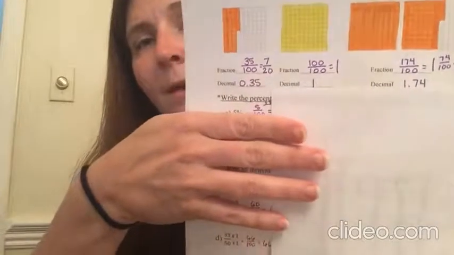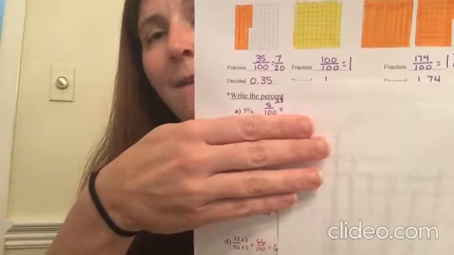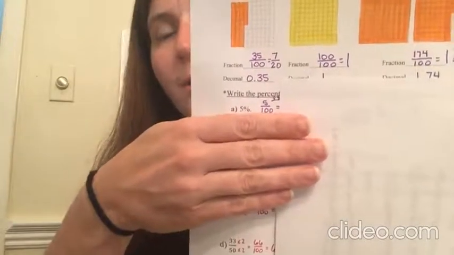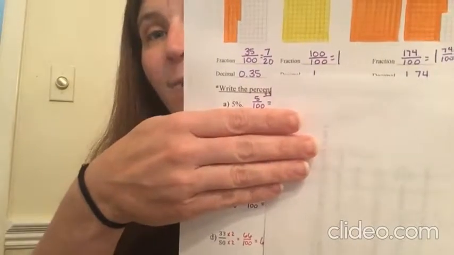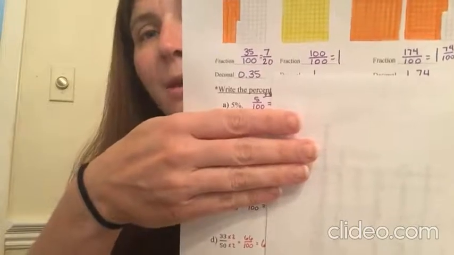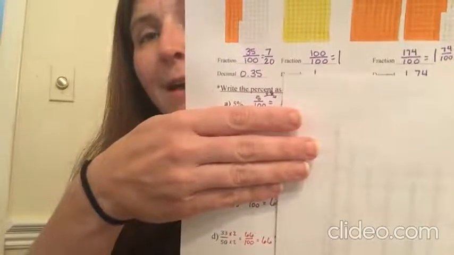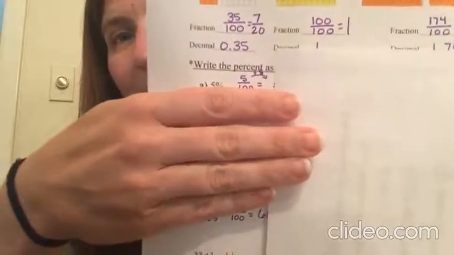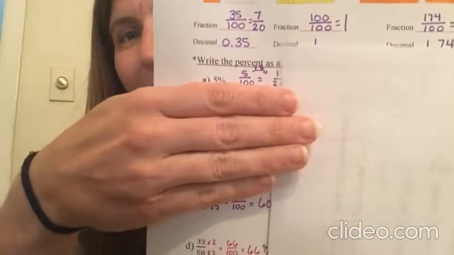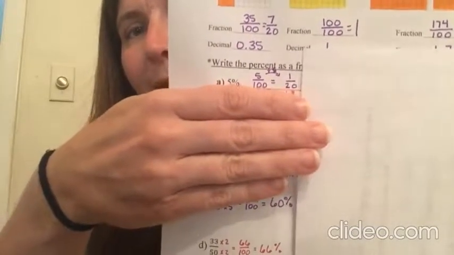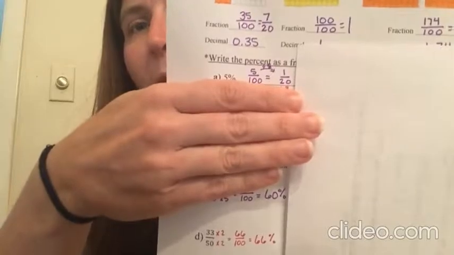Now for that, I'm going to start off by saying 5 over 100, because 5% is 5 out of 100. But then both of those numbers can be divided by 5. I don't know if you can read that on my piece of paper, but that says divided by 5. And so my final answer will be 1/20th.